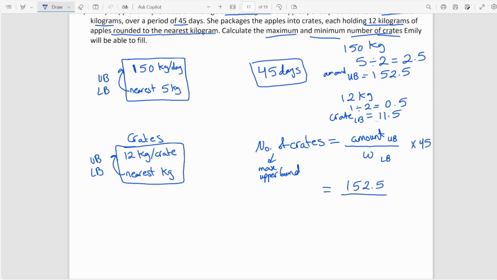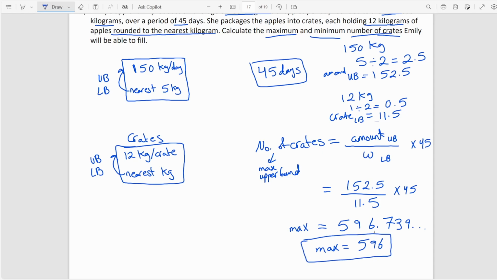So now, to get the maximum number of crates, it's going to be 152.5 divided by the lower bound for the weight, which is 11.5, and multiplied by 45 days. So the maximum is equal to, and you can go ahead and plug your numbers on the calculator. And we get 596.739 and so on. Now, the final answer is 596.